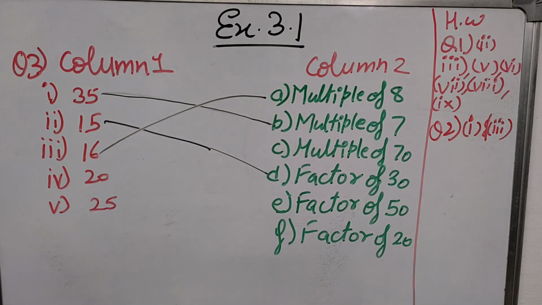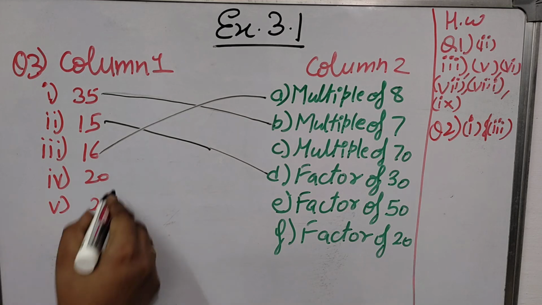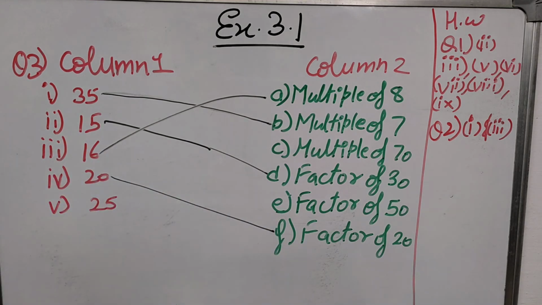Next we have 20. 20 is a factor of 20. Yes, if we divide 20 with 20, we will get our answer as 1 and remainder will be 0.